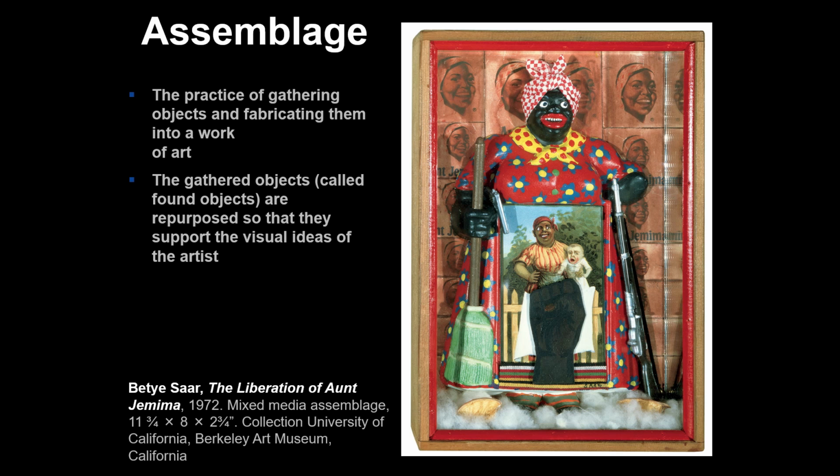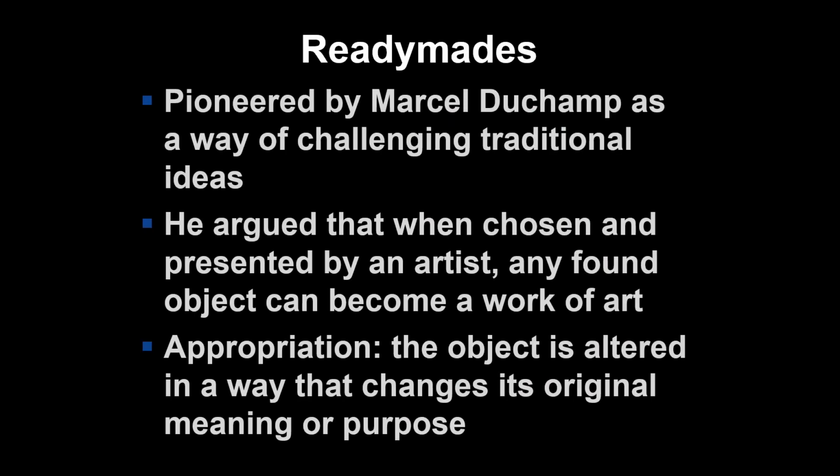So she's telling this story with objects that already existed by assembling them into a new format that recontextualizes, that changes their meaning from an image of servitude and enslavement to an image of power and rebellion. So that leads us to artists who use objects that are already made. This was pioneered by an artist named Marcel Duchamp, who we'll talk a lot more about later on this semester. But he argued that when chosen and presented by an artist, any found object can become a work of art.